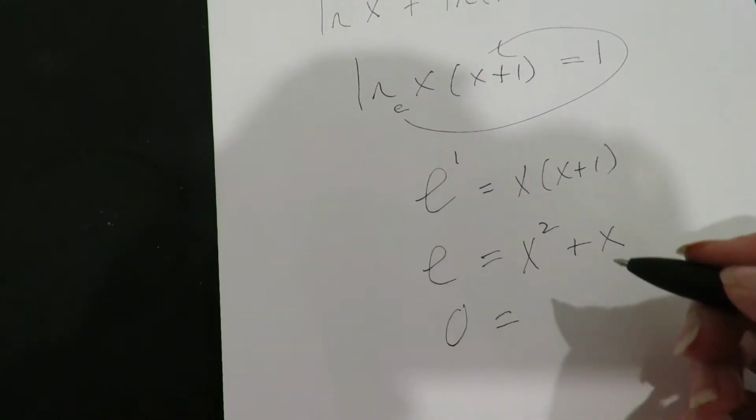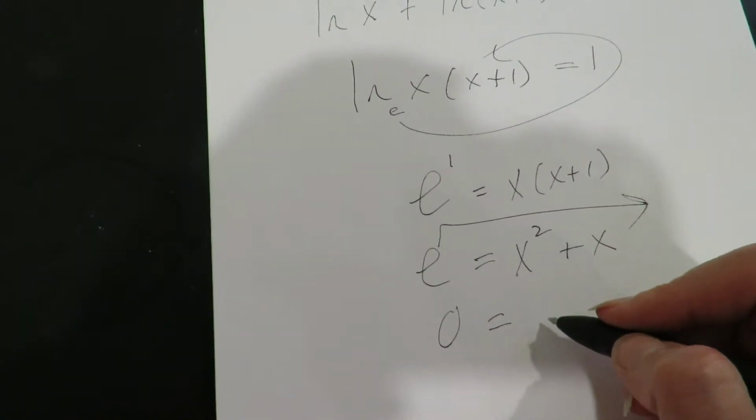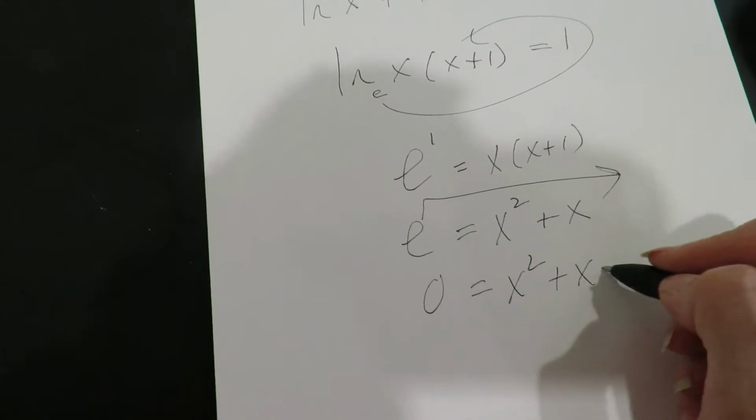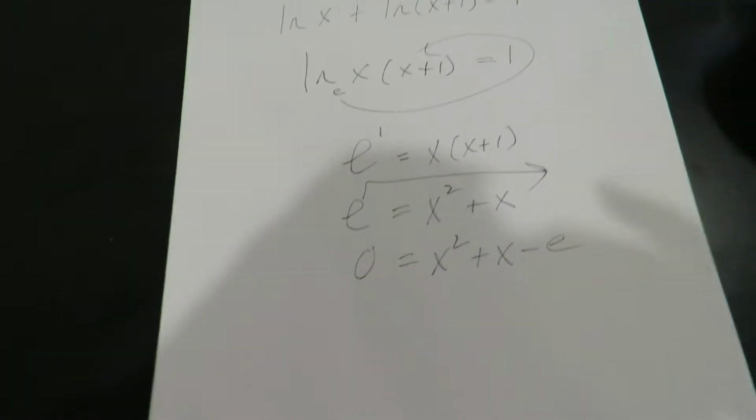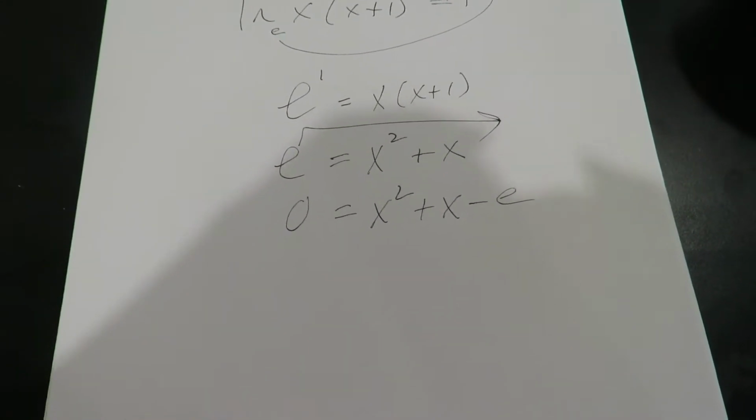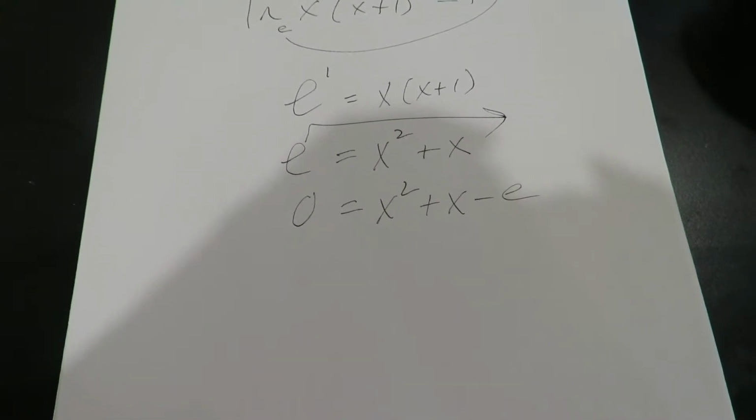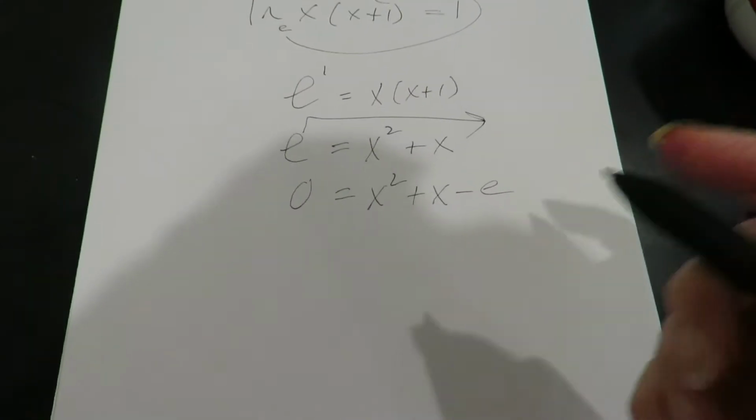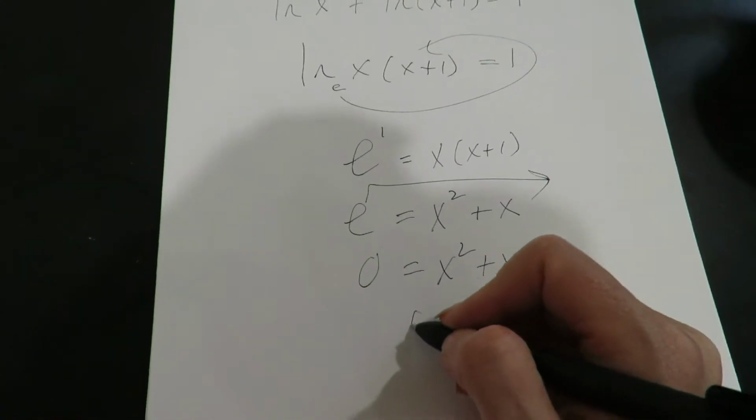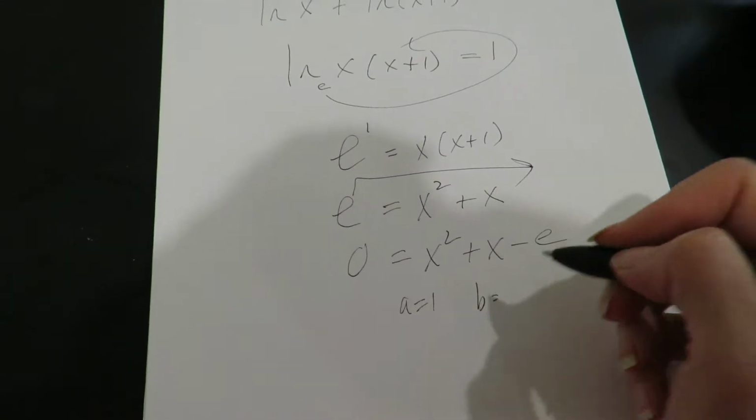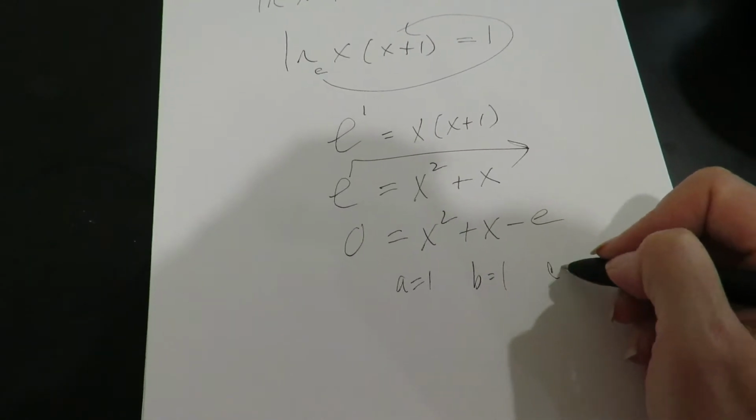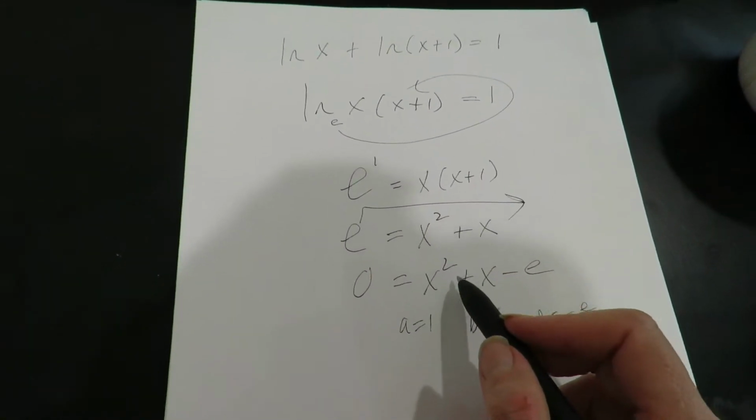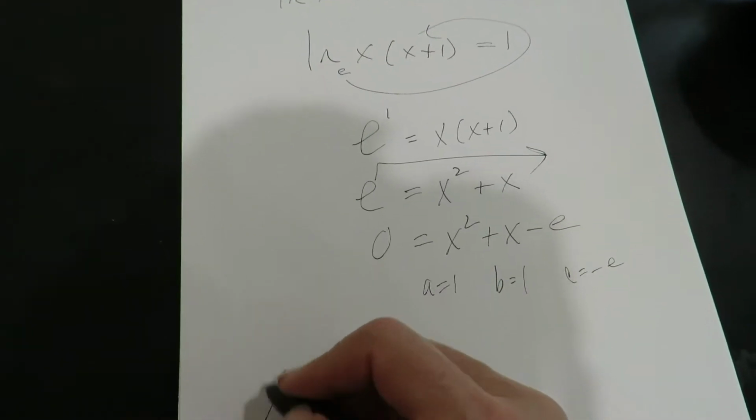Ooh, this is really difficult. I'm going to move the e over here. Ooh, I picked a really difficult one. Does anybody know how to solve this? Anybody got a clue? I bet you do. I bet you know how to solve this. It's not friendly, but I bet you know. This is a quadratic formula. A is 1, B is 1, C is negative e. Right? It's quadratic. You need a quadratic technique.